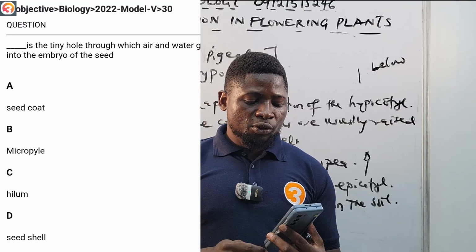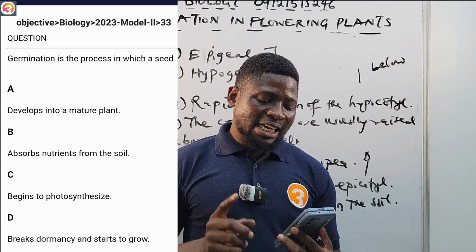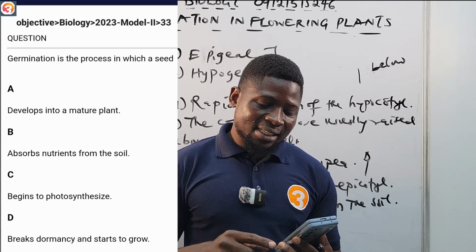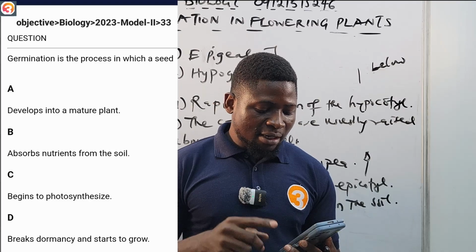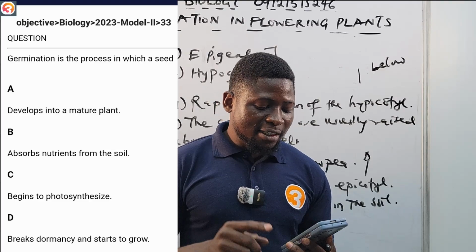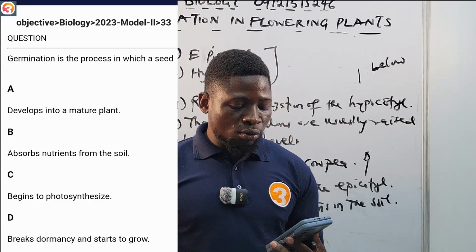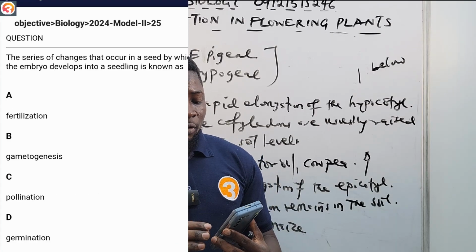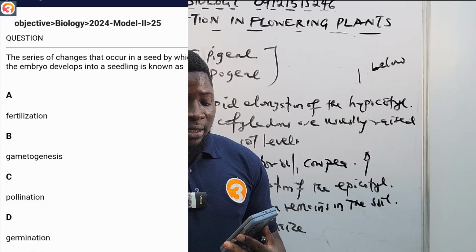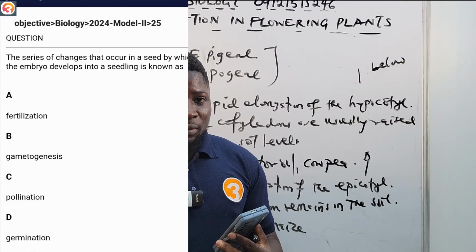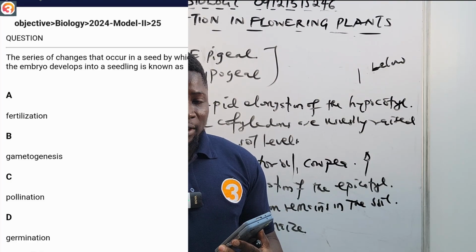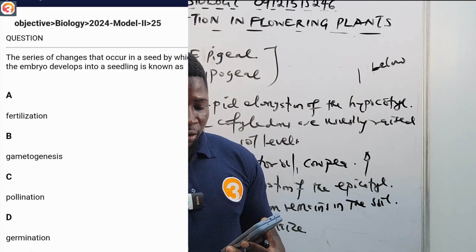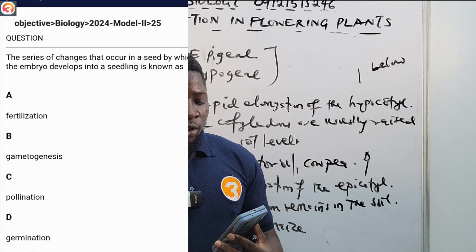2023 number 33 says germination is the process in which a seed, A says develops into a mature plant, B says absorbs nutrient from the soil, C says begins to photosynthesize, D says breaks dormancy and starts to grow. Tell me the correct answer in the comment section. 2024 number 25 says the series of changes that occur in the seed by which the embryo develops into a seedling is known as A fertilization, B gametogenesis, C pollination, D germination. Tell me the answer in the comment section.